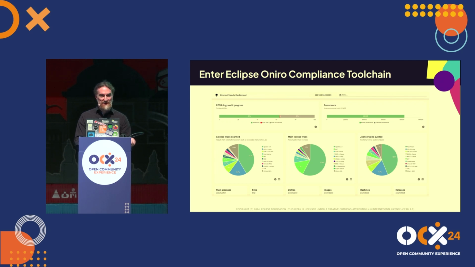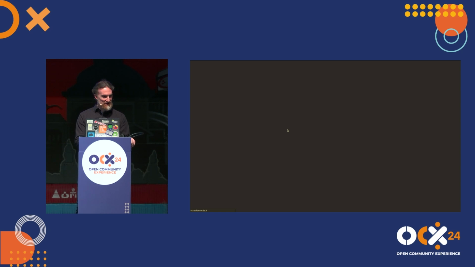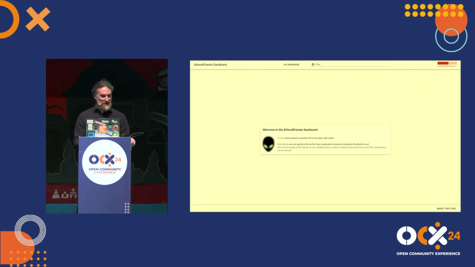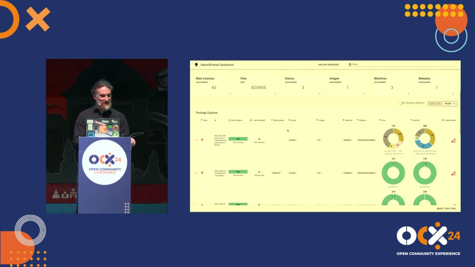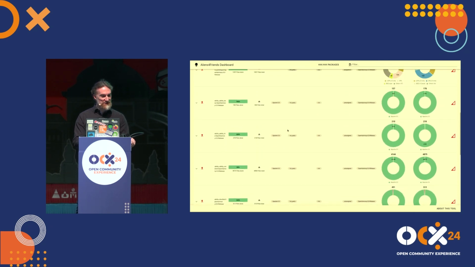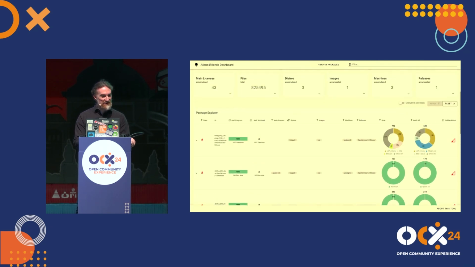The final result is collected in a dashboard where for a whole project we can get the license conclusions that our auditors made on specific components. Okay, this is the dashboard live. So you can get the general view, and then you can get the view for single components. You can filter by third-party components and get all the licenses that have been found in the distribution.